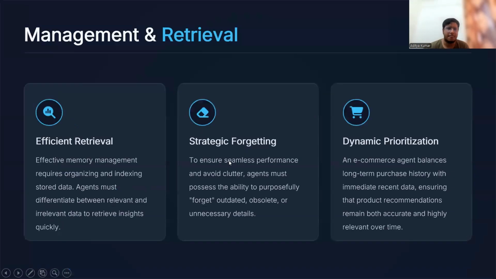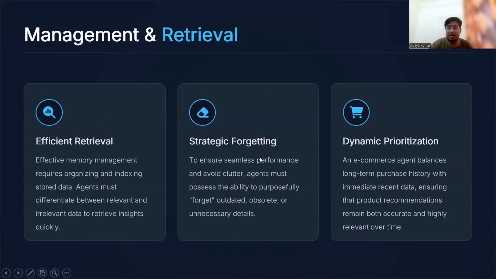Very simple, right? Now let's read the last topic of this lecture, which is management and retrieval. Effective retrieval is very important for your agentic AI application. For example, I'm asking my agent to tell me what my name is, and it is telling me that my age is 20, right? So the retrieval is happening from the database, but the retrieval is not efficient. The data I want, it is not giving me. It is giving me some other data. So efficient retrieval is not happening.